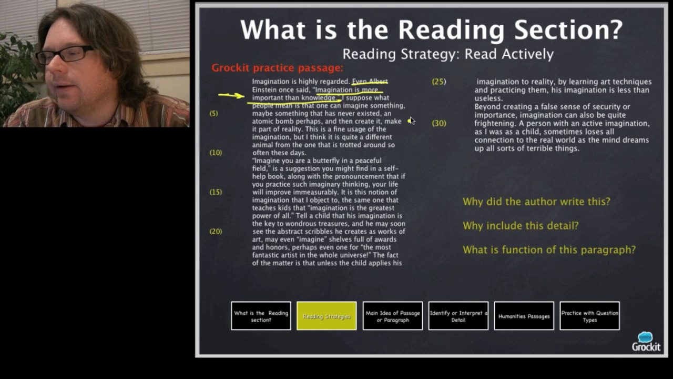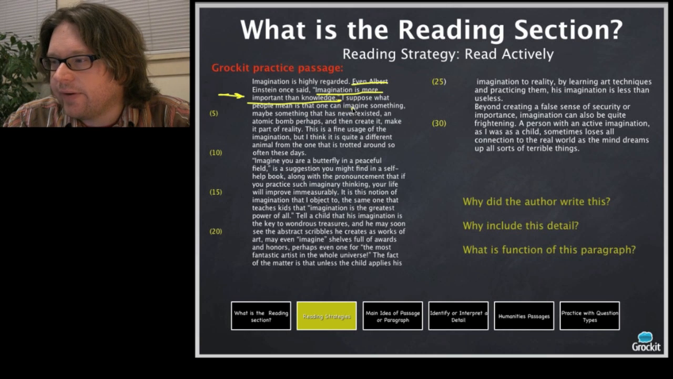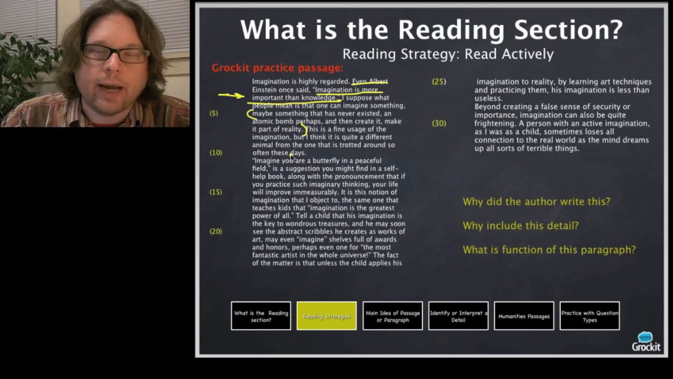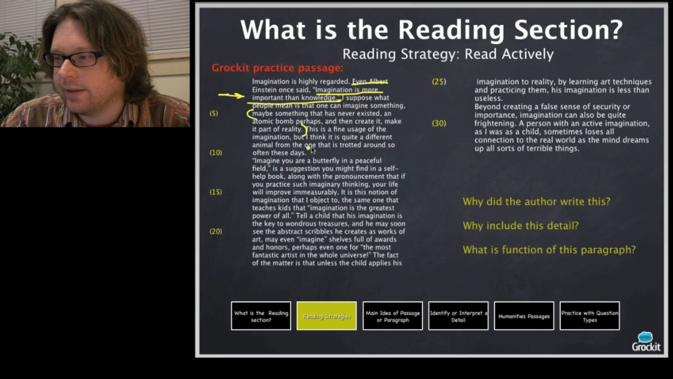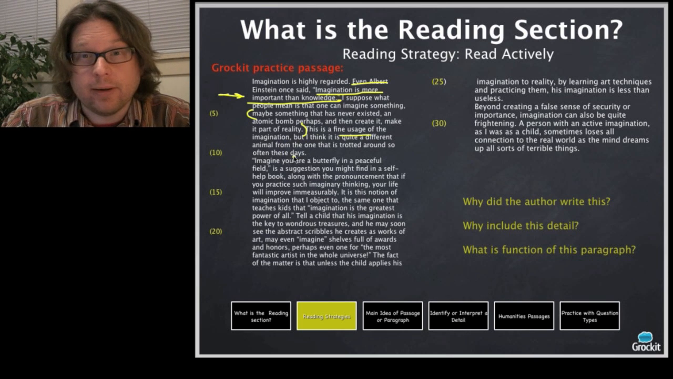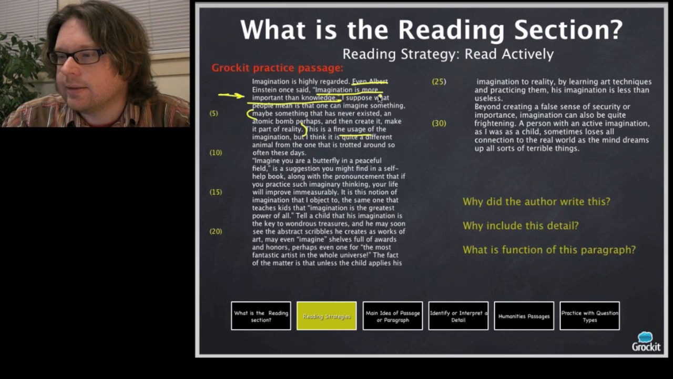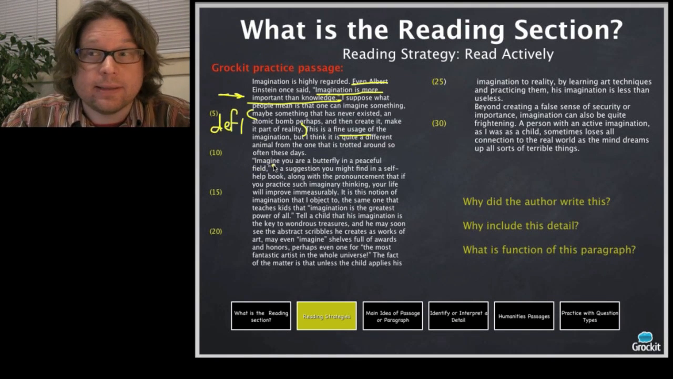So in terms of the purpose of this paragraph, we have this definition of imagining something. Imagine something that has never existed and then create it, make it a part of reality. So that's a definition of imagination that's apparently nice, according to the author. This is a fine usage, but we're going to get a different one coming up. So we could just call this definition number 1. All right, so let's see what happens next.